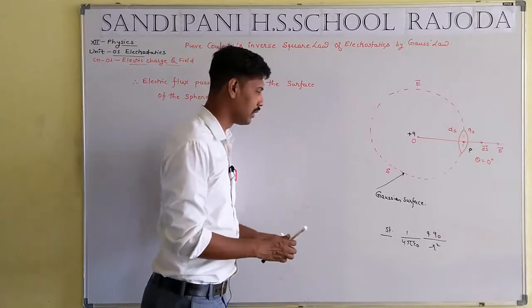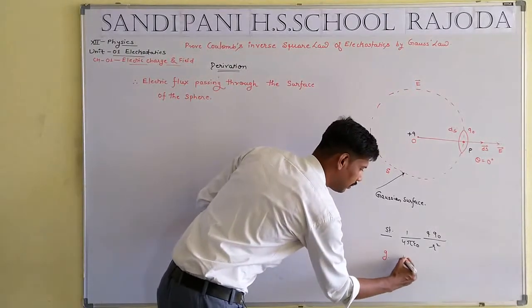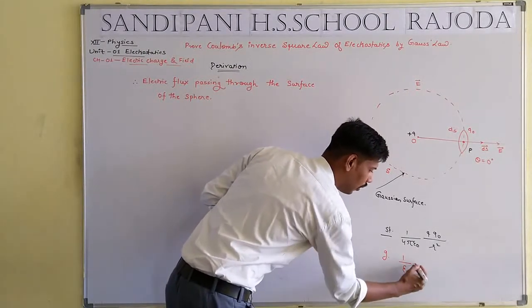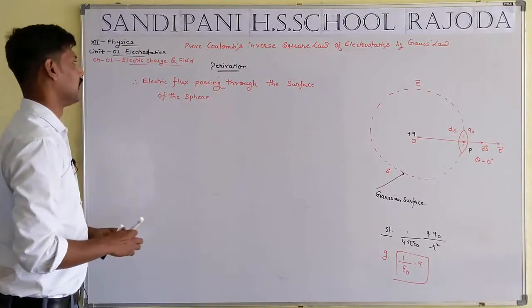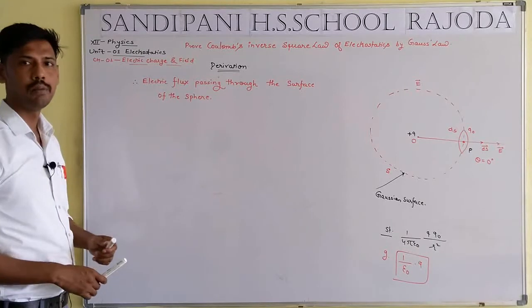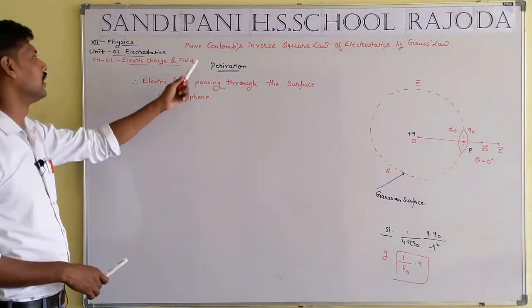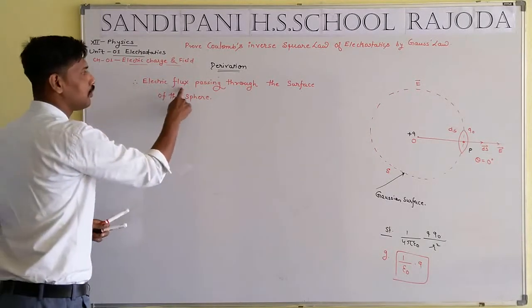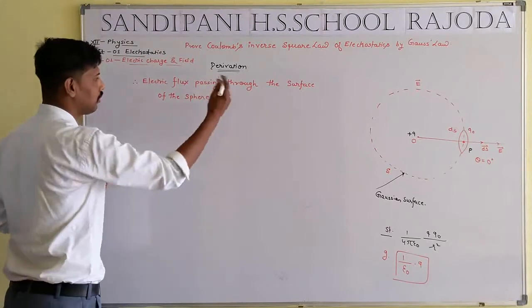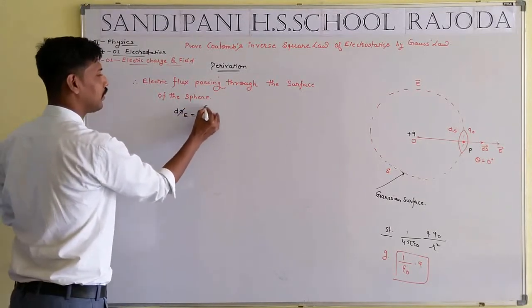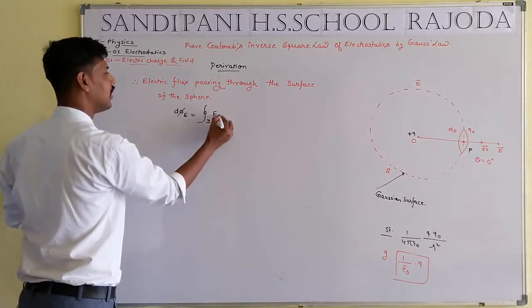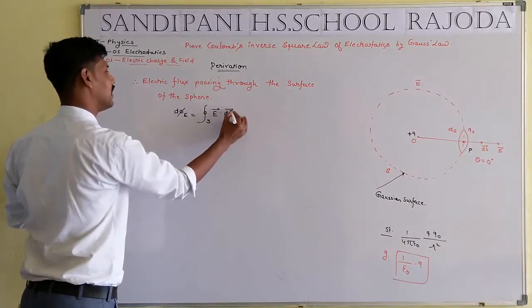I hope you are getting the proper meaning of the statement of Coulomb's inverse square law by use of the Gauss theorem. What is the meaning of the Gauss theorem? Gauss theorem means 1 upon epsilon naught into charge. Now, derivation, that means a mathematical expression. By definition of the electric flux, d phi E will be equal to surface integration E into ds.